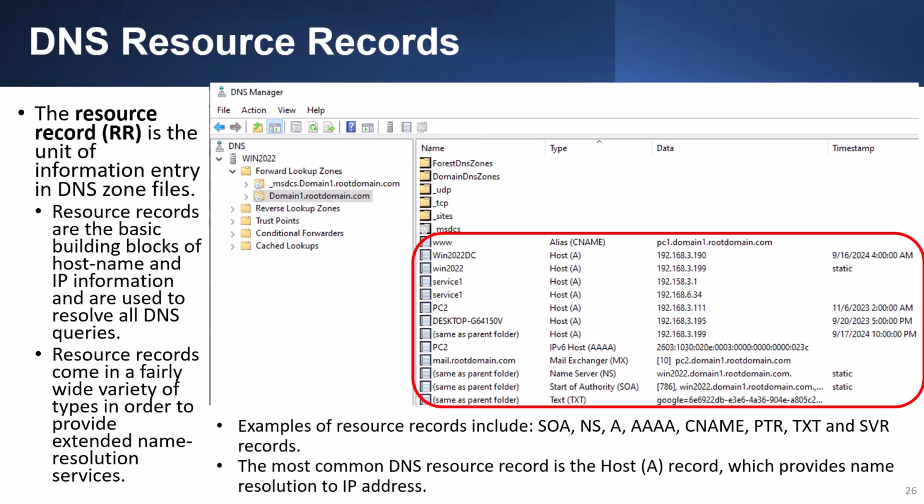The resource record, or RR, is the unit information entry in the DNS zone files. Resource records are the basic building blocks of hostname and IP information and are used to resolve all DNS queries. Resource records come in a fairly wide variety of types in order to provide extended name resolution services. The most common DNS server resource record is the host or A record, which provides name resolution to an IP address.